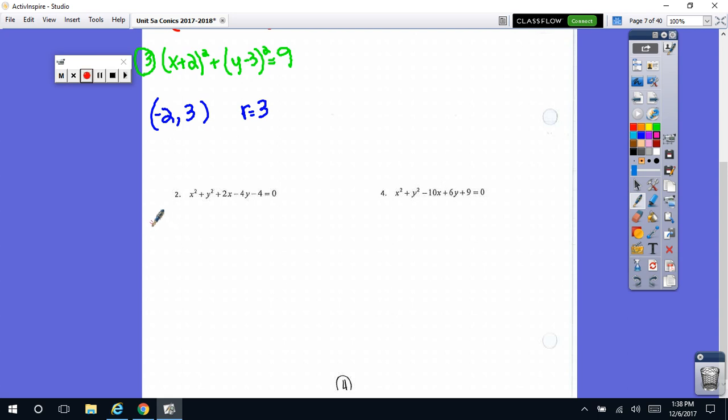Number 2. Watch your signs when you're putting your x's and y's together. Okay, again, this is a negative 4y, so it has to be negative 4 when you put it right there. Be careful of that. It changes the whole thing.